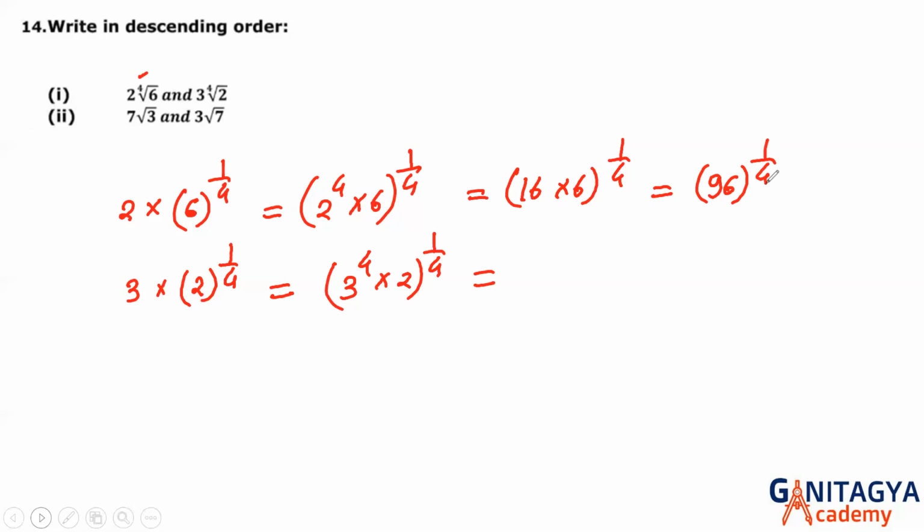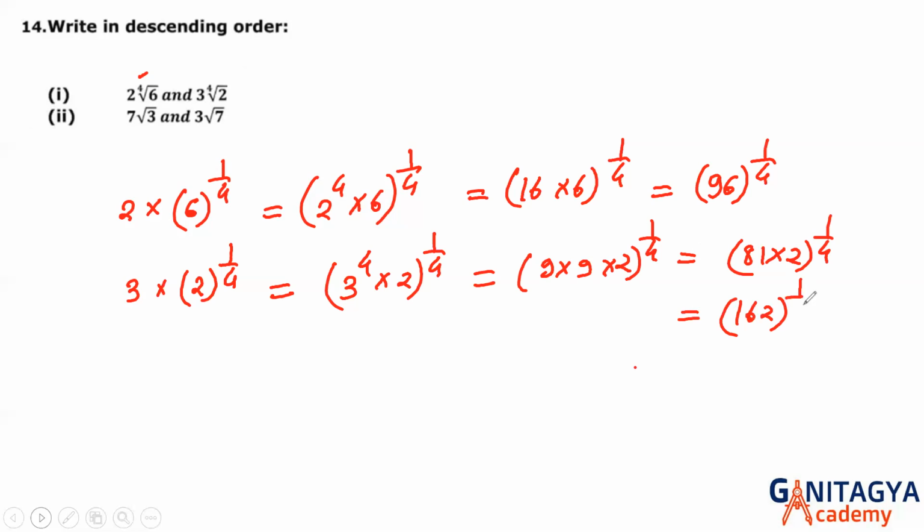Okay. And the second one is 3 raised to 4 into 2. And 3 raised to 4 is nothing but 9 into 9, into 2. So this is 81 into 2, power 1 by 4. So this is nothing but 160 plus 2, that is 162. Its power 1 by 4. So definitely this number is smaller.